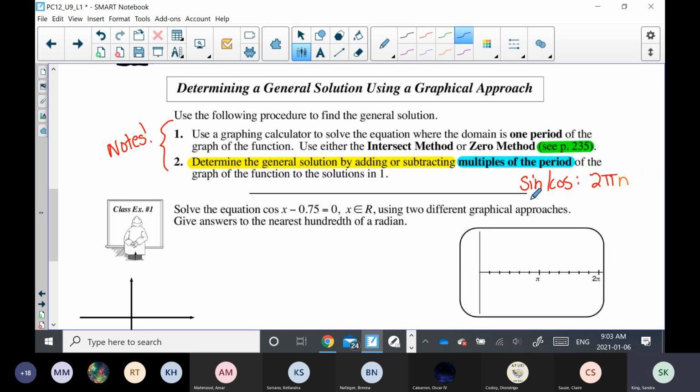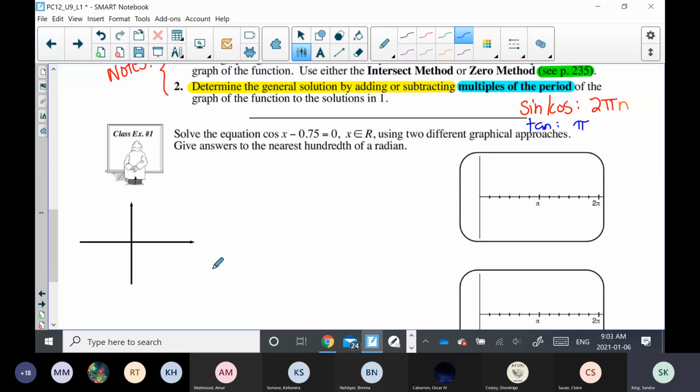If it was a tan graph, and I don't think any of these questions are tan, remember, tan repeats itself every pi radians or every 180 degrees. So that would be the period for a tan graph. Okay, let's do class example 1 now. It says solve this equation using 2 different graphical approaches. We're just going to do one approach.